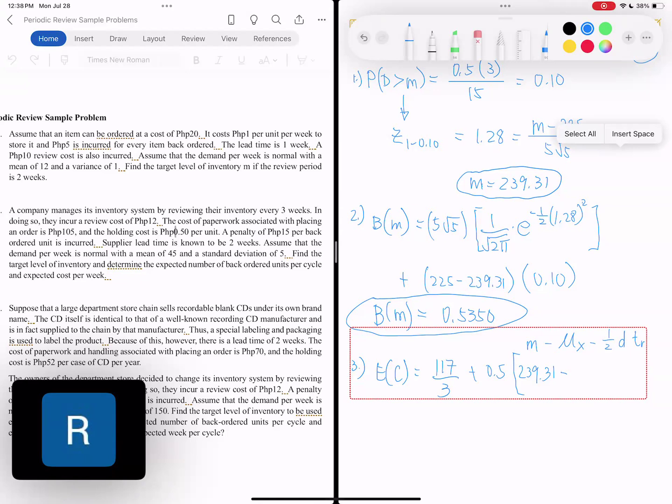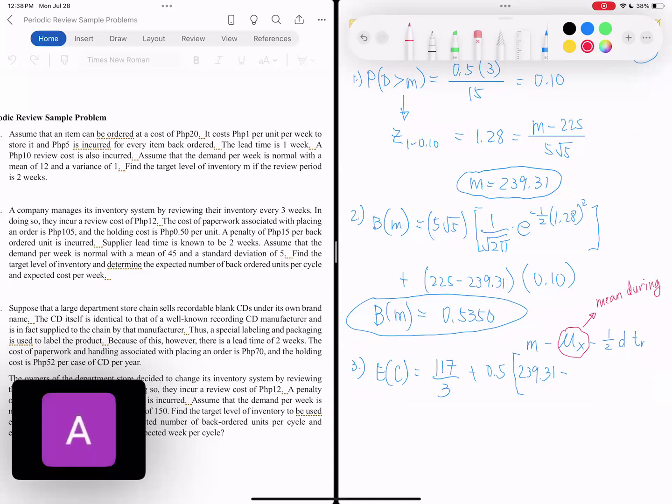So you now have to look at the lead time. The supplier lead time is known to be 2 weeks. So what you should calculate here is the mean during what? How many weeks? 2 weeks. Okay, the mean during 2 weeks.